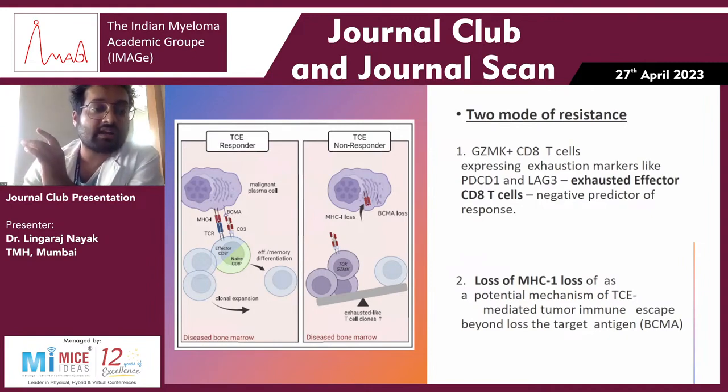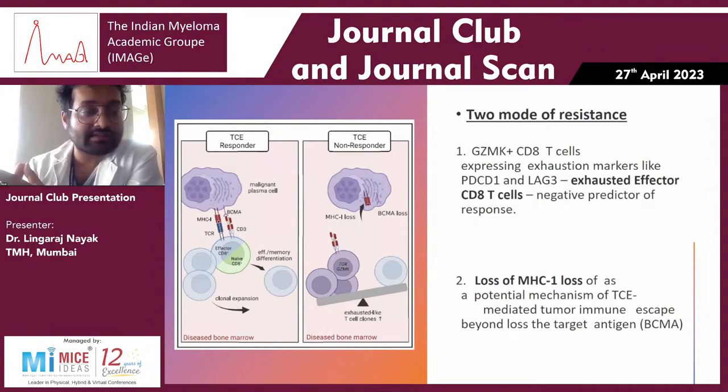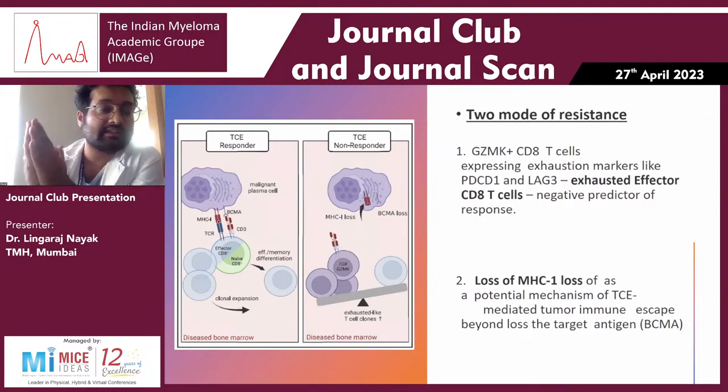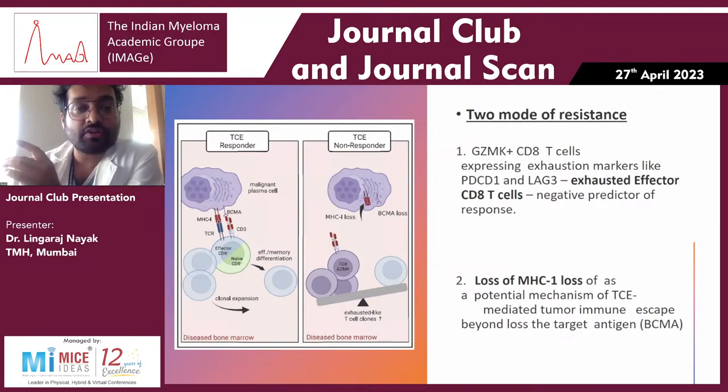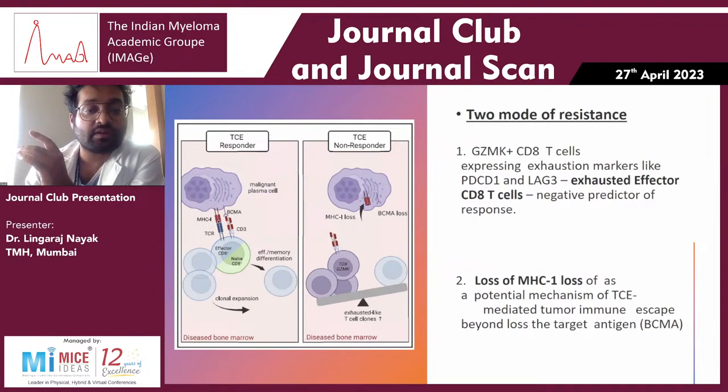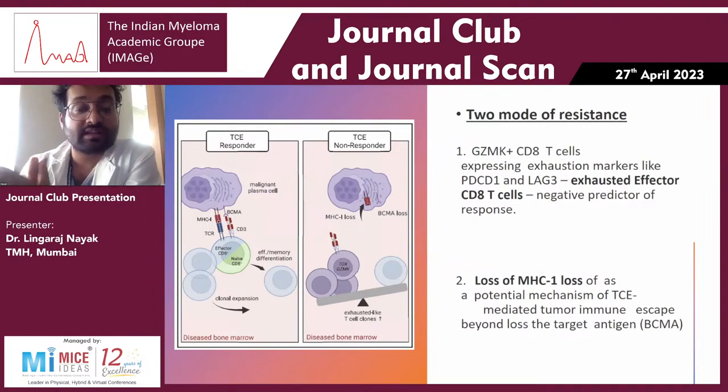So you can see in this cartoon, very nicely depicted on the left side, the patients who have responded to T-cell engager therapy have a good, non-exhausted group of effector T-cells. They have good MHC1 expression, so that's why they're responding. But the patients who are not responding to T-cell engager therapy have a loss of MHC1, and a different phenotype of T-cells, which are exhausted T-cell clones. That's why they're not responding in the same manner.